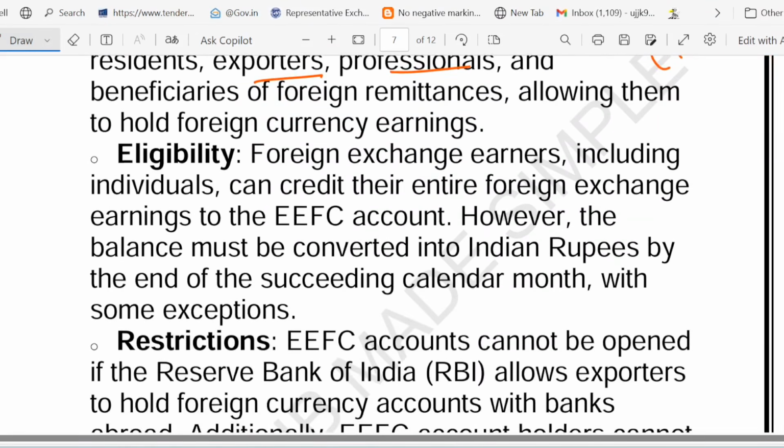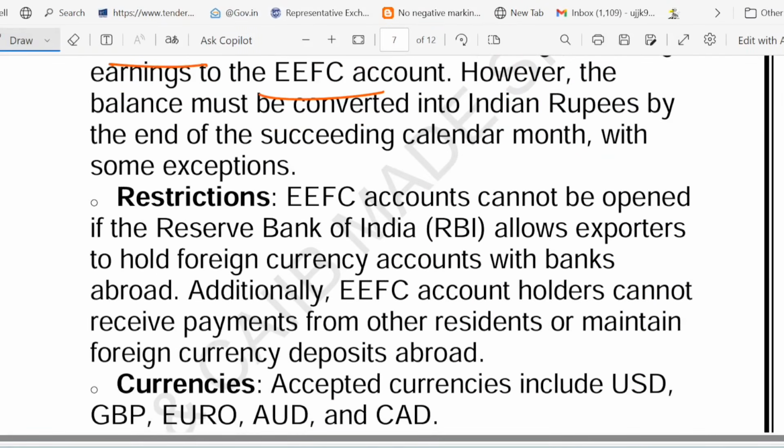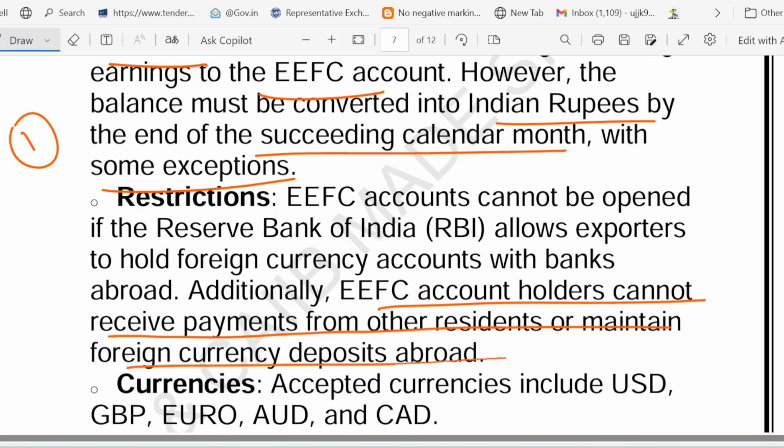The key restriction is that, so I think we have discussed who can open, foreign exchange earner, individual, right? They can credit all their earning in the EEFC account. And one more thing, that the balance must be converted to Indian rupees by the end of succeeding calendar month, with some exception. They must convert to INR within the next month. This is first restriction, with some exception. And they cannot receive money from other Indian. They can only receive money from abroad. Okay. You can see now, EEFC account holder cannot receive payment from other resident or maintain foreign currency deposit abroad. That is the point.